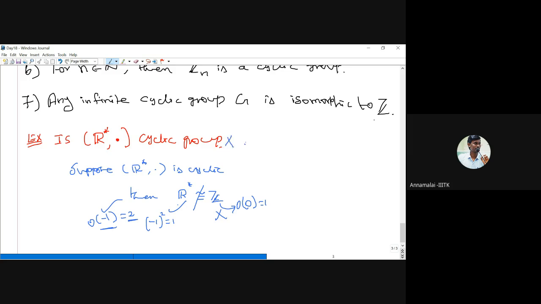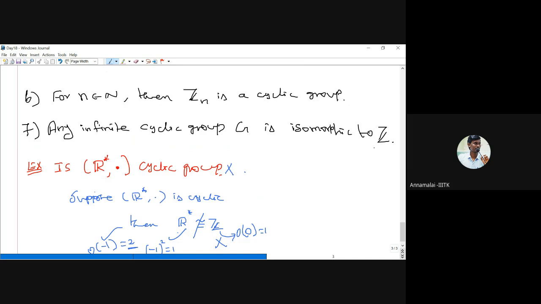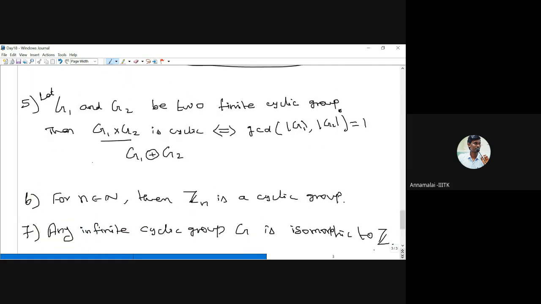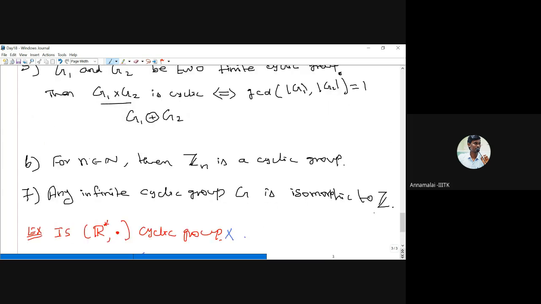So the seventh result is very important. We can easily say whether a group is cyclic or not, and whether an infinite group is cyclic or not, using this theorem. It should preserve the properties; at most you can use the order property. Similarly, for a finite cyclic group also, we can easily check. So this is a very important result. Therefore, the Cartesian product of two cyclic groups is cyclic if and only if the orders of both the groups are relatively prime.